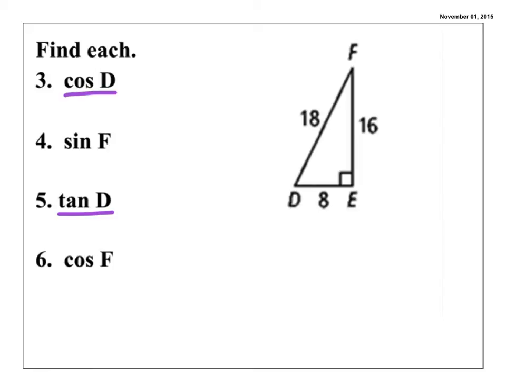So let's take a look at number 3. First of all, I'm asked to find the cosine of angle D. So that tells me that my reference angle is angle D. So I'm going to go ahead and mark that reference angle on here as angle D.